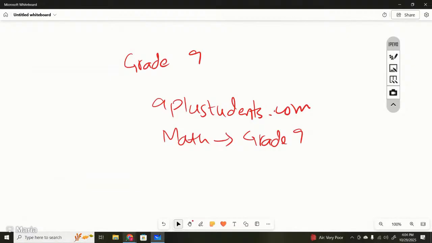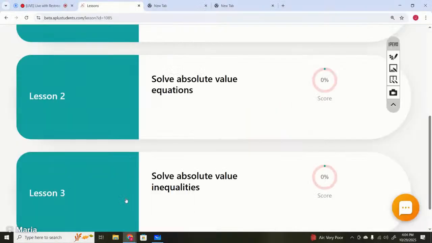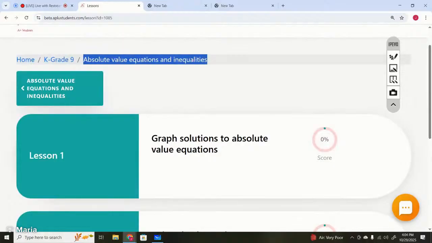We're going to start with the chapter absolute value equations and inequalities. Let's just start with the first lesson, that is graph solutions to absolute value equations.